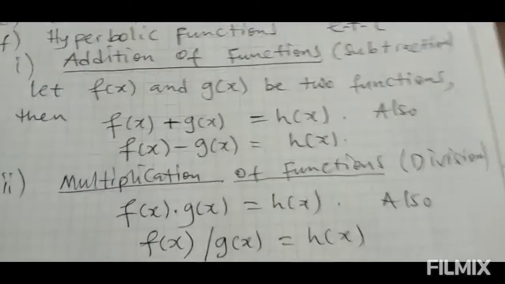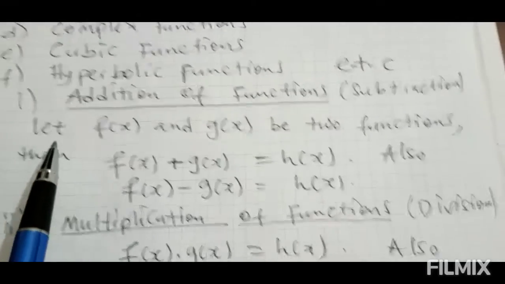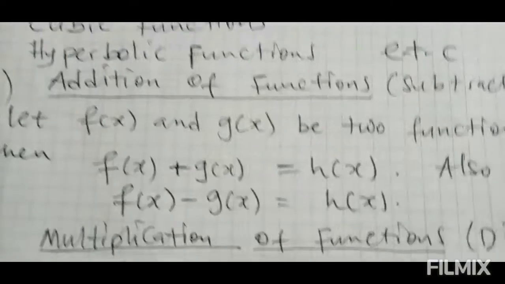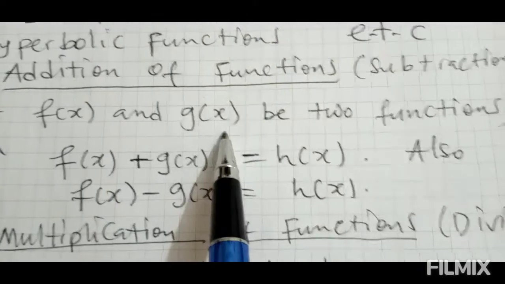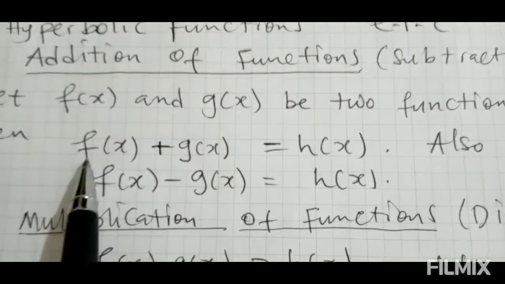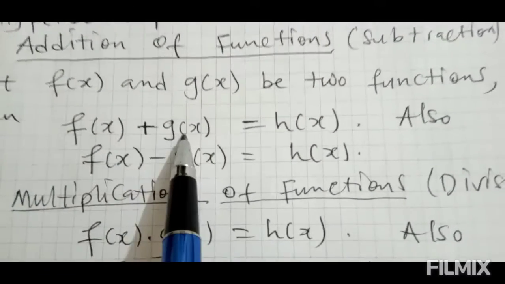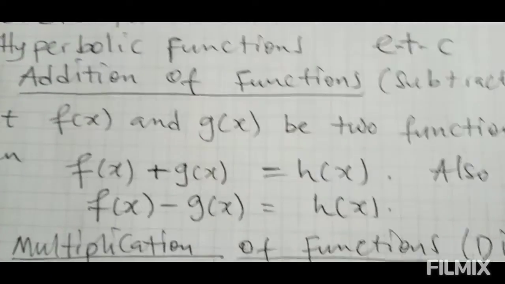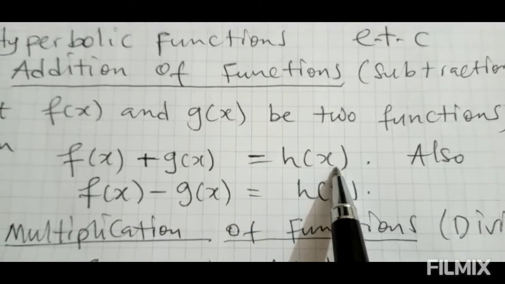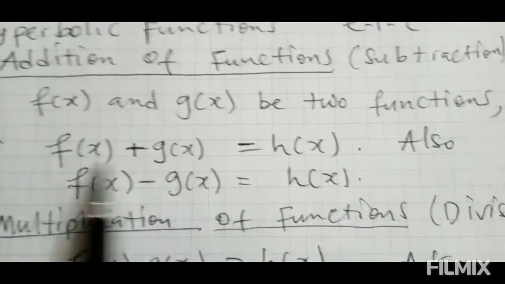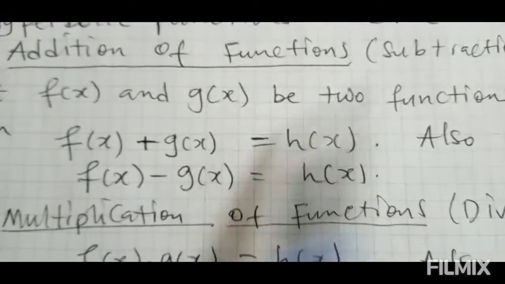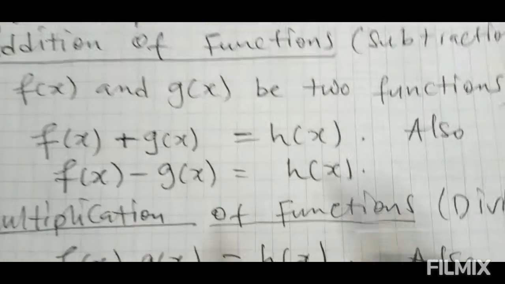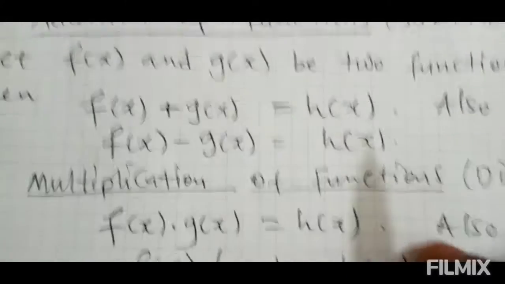So now let f of x and g of x be two functions. If these two functions are defined, of course you can define f of x plus g of x. When you add two functions you get a single function, h of x. So two functions can be added, two functions can be subtracted, and you get a single function, h of x.